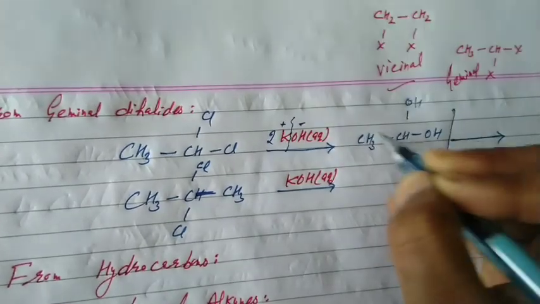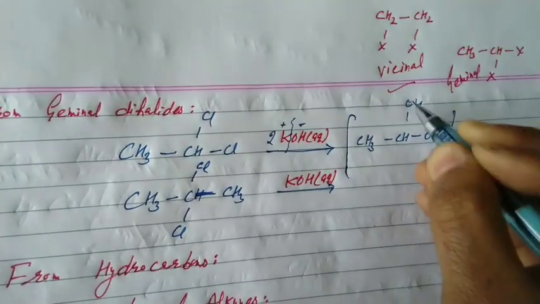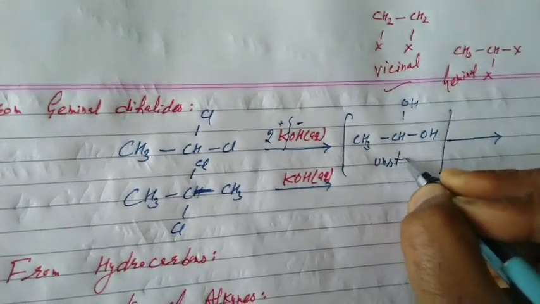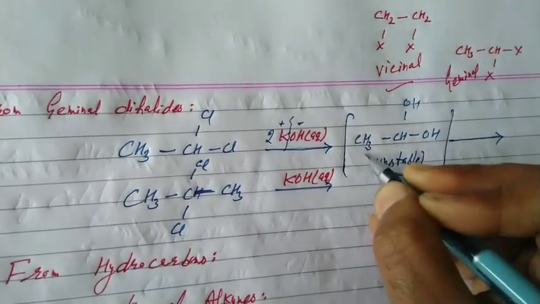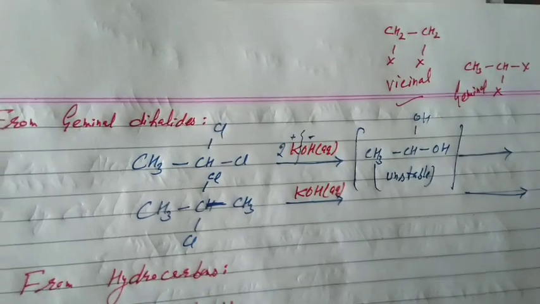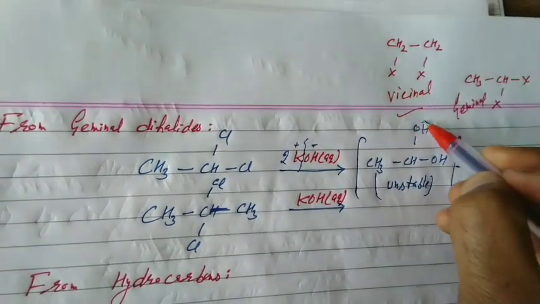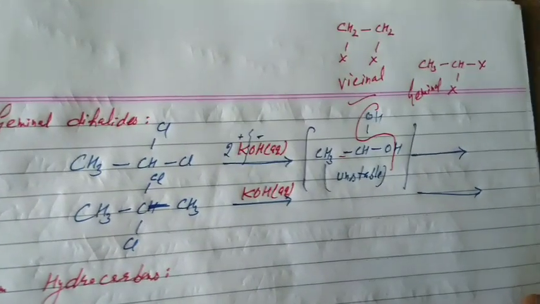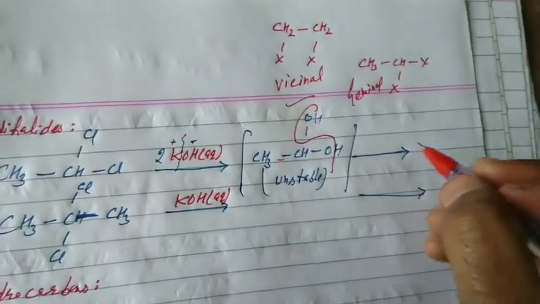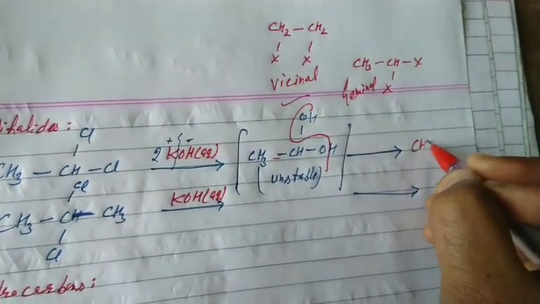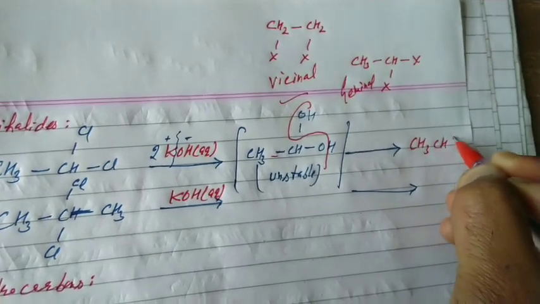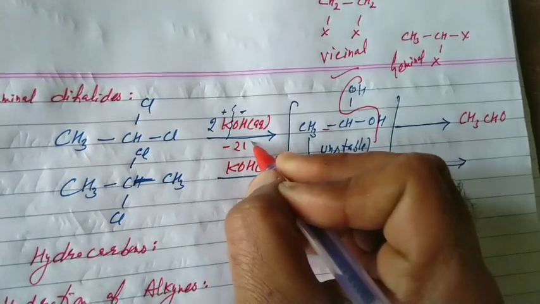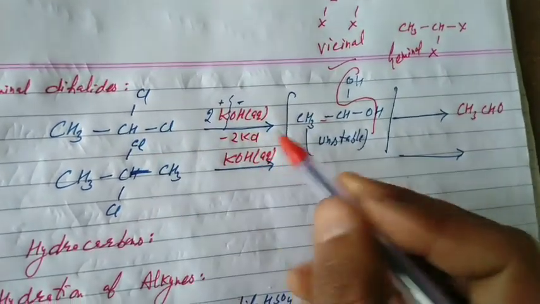You know geminal diols are unstable. More than one OH group does not stay on the identical carbon. This intermediate is unstable and undergoes auto dehydration, that is, loss of water takes place. When it loses water, it is clear what is obtained: CH3CHO. Geminal diols do not exist, they are highly unstable. CH3CHO minus 2 KCl. It is a nucleophilic substitution reaction.